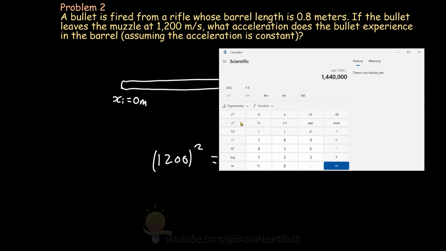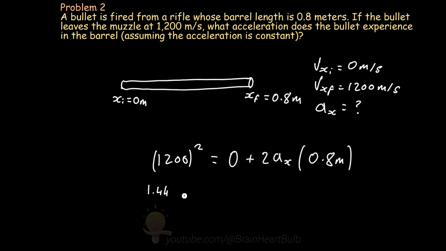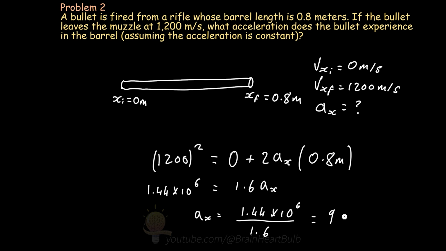So 1200 squared is 1.44 million, which is equal to 1.6 times the acceleration. So the acceleration is equal to 1.44 times 10 to the power of 6 divided by 1.6. And that gives us 900,000 meters per second squared.